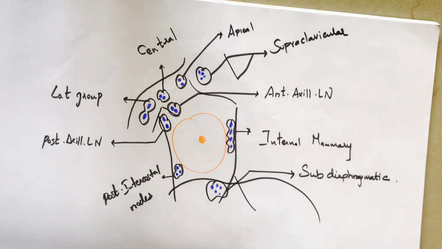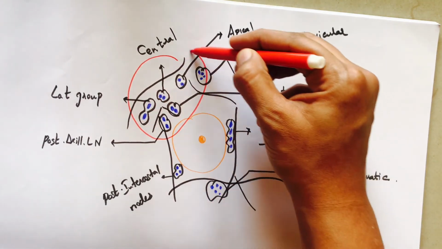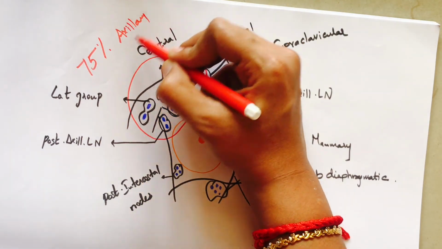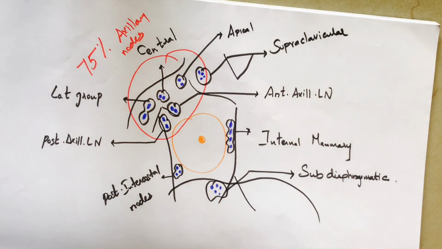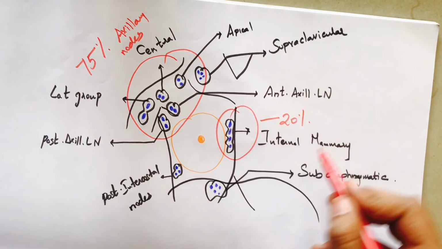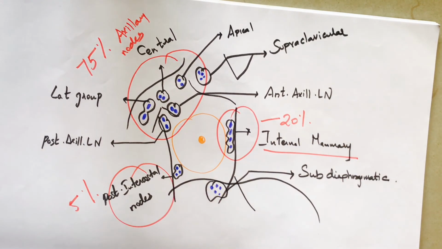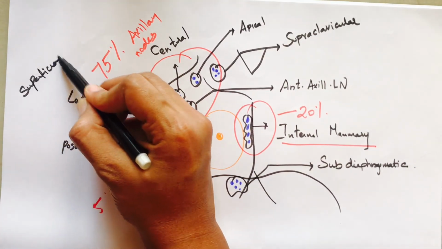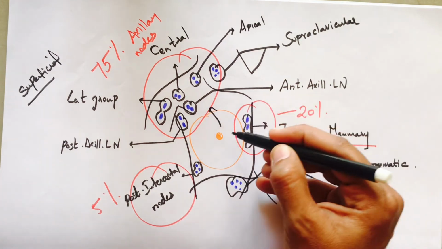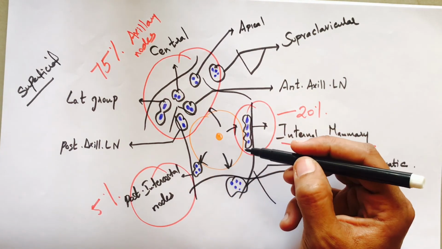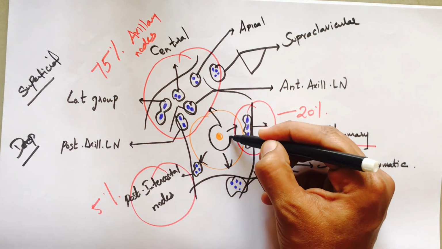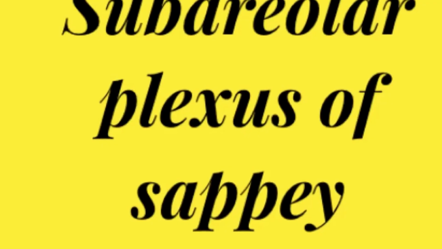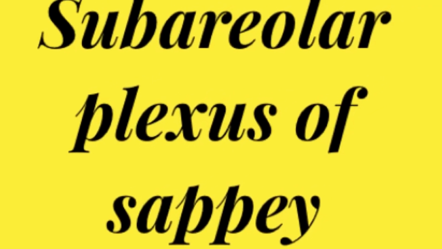So here we should know the lymph from the breast drains about 75% into the axillary group of lymph nodes and 20% into the internal mammary group of lymph nodes, and the remaining 5% into posterior intercostal nodes. And it forms a plexus of lymph vessels just beneath the areola called subareolar plexus of Sappey.